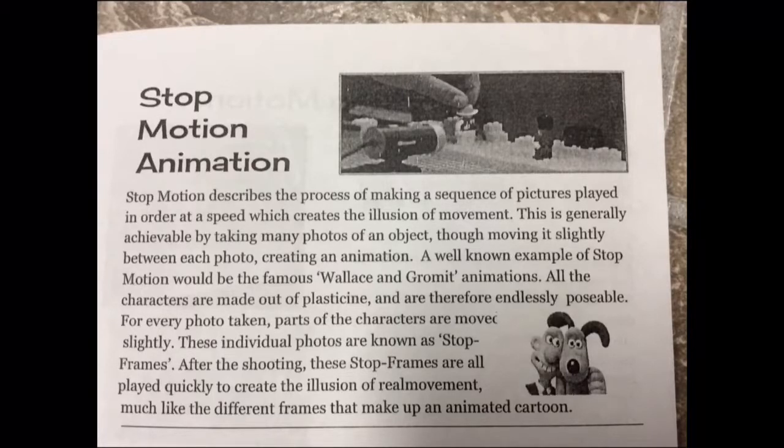So, stop motion, as we can see here, talks about the process of making pictures through individual snapshots. You make small movements, and what ends up happening is it creates the illusion almost of a flip book. A famous one that most of us know is Wallace and Gromit. These characters are actually made of plasticine, which is kind of like a plastic, and they're changed slightly in order to create that motion.